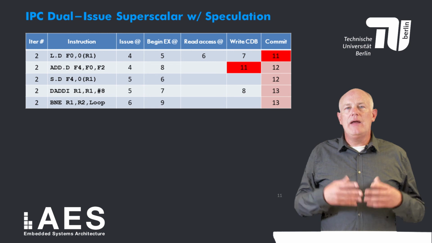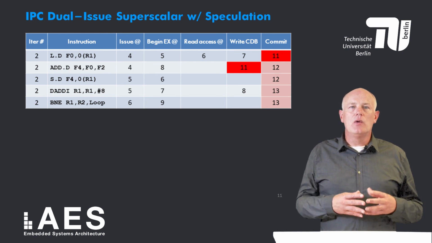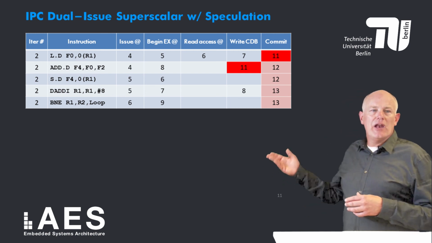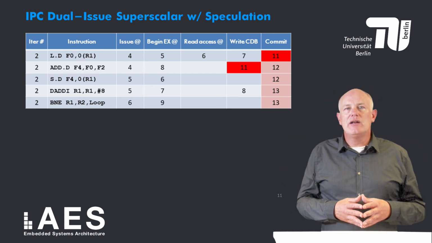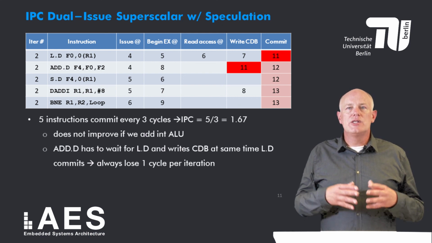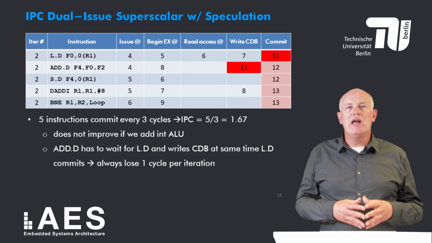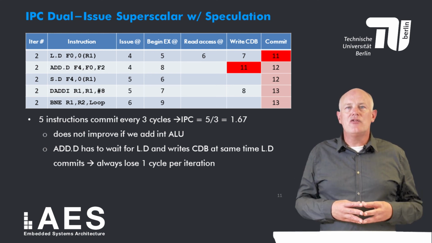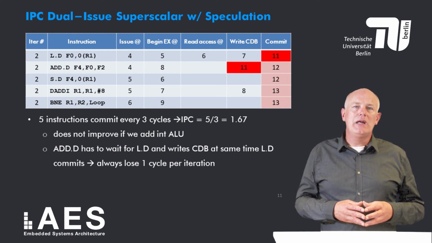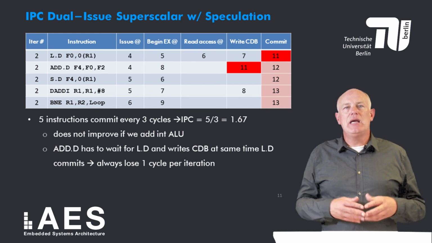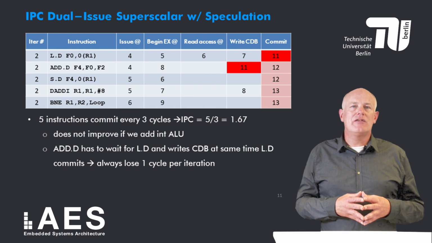Let me now calculate the IPC achieved by our dual issue superscalar processor with speculation. By looking at the last column, highlighted in red, we see that 5 instructions commit every 3 cycles. So the IPC is 5 divided by 3, which equals 1.67. Of course, there are some startup effects in the beginning, but if we schedule many iterations, the startup effects will be negligible.